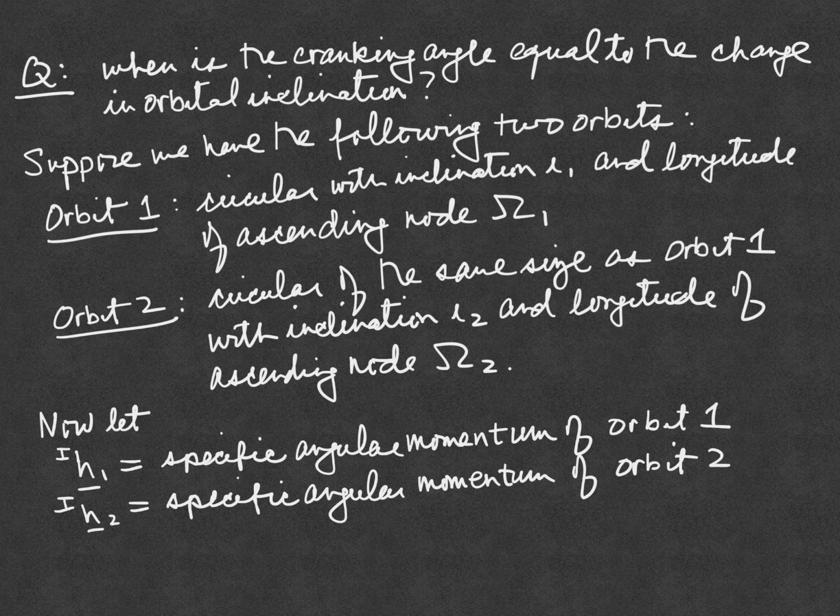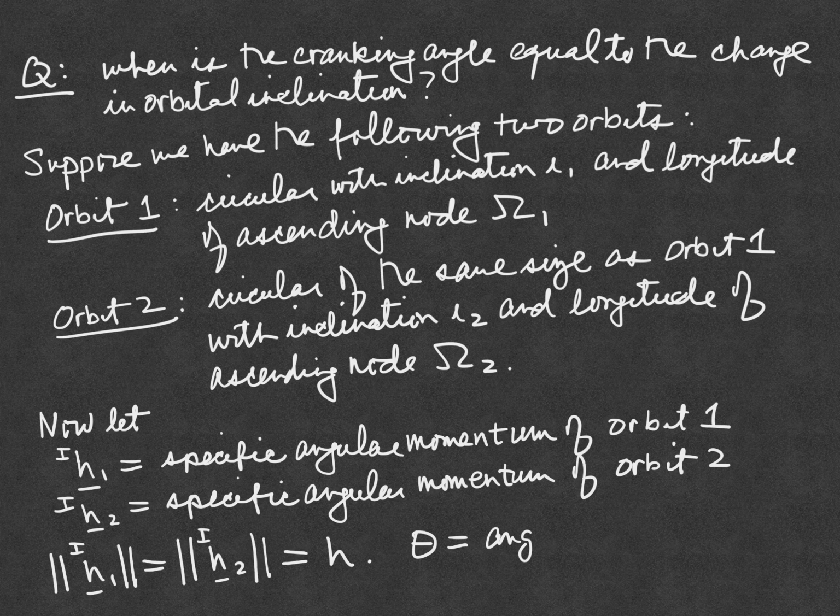Now, because these two orbits are the same size and they're circular, the magnitude of the specific angular momentum of orbit 1 is equal to the magnitude of the specific angular momentum of orbit 2, which will just be defined as h. And also, theta is the angle between h1i and h2i. So now we can see this in the following picture.